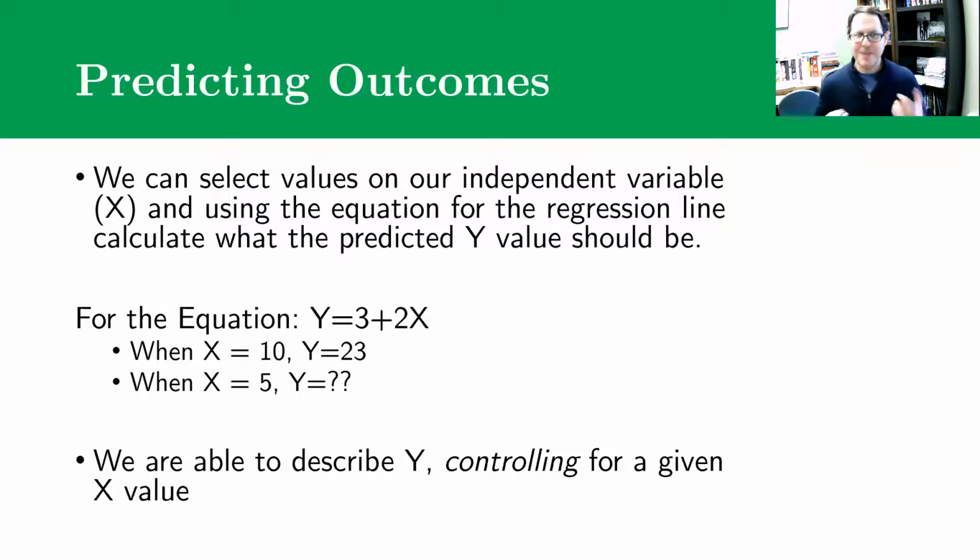Okay, so as I mentioned, we can use the equation of a line to make a forecast, right? Returning to high school algebra, if I give you an X value, you should be able to plug that into your equation for a line and say, okay, if X equals 10, well then 10 times 2 is 20. That's the slope piece, plus 3, my Y value is 23.